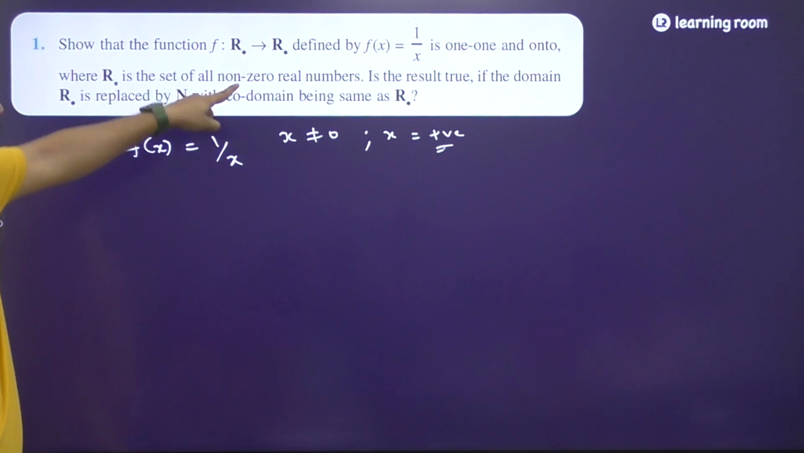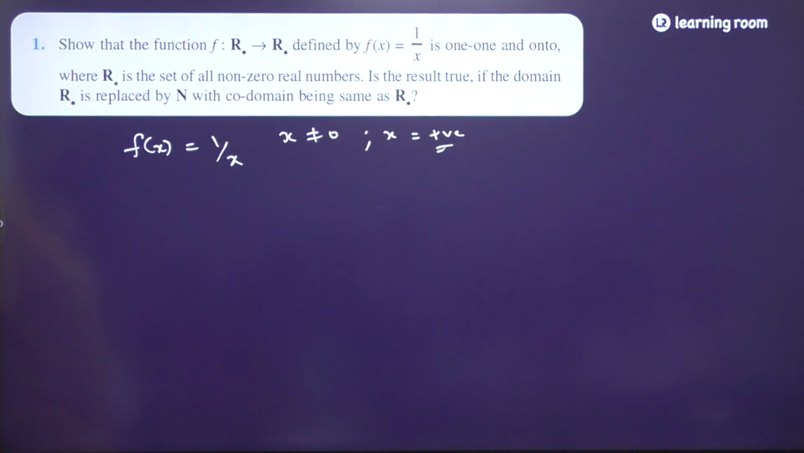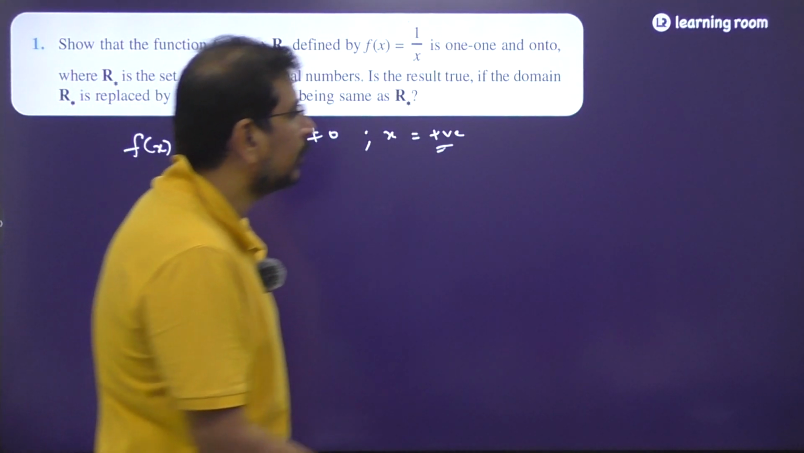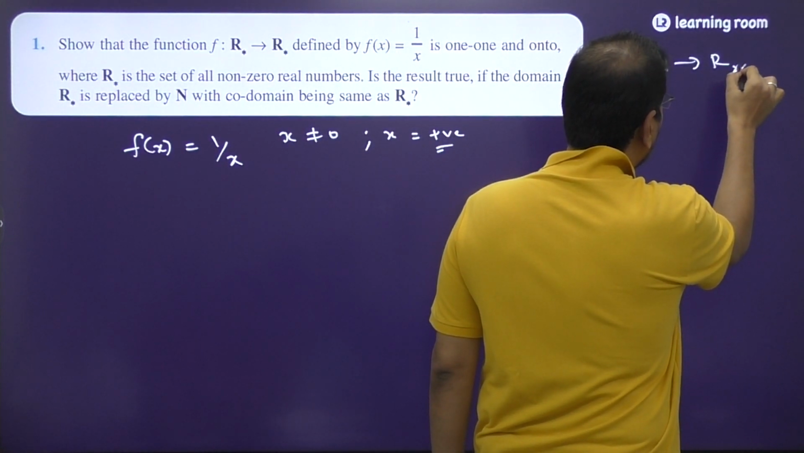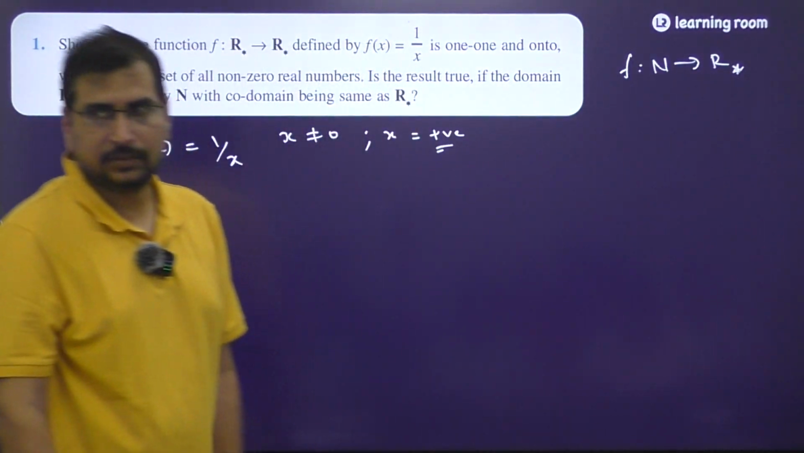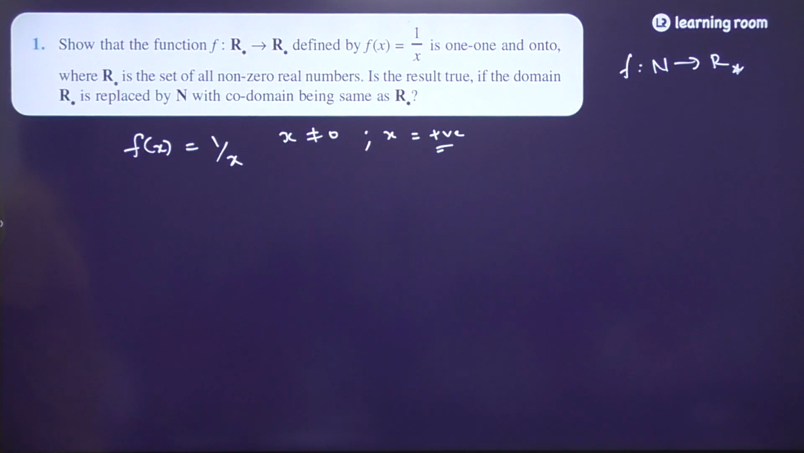R star is a set of all non-zero real numbers. Is this result true if the R star is replaced by a natural number with codomain being the same as R star? Meaning the second part of the question they are asking, if it was like this, does it still hold good is what they are asking. We'll come to that later.